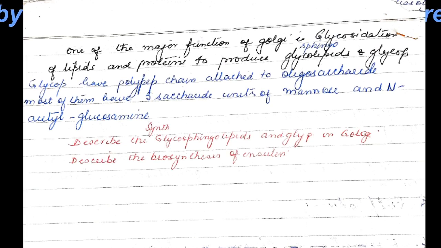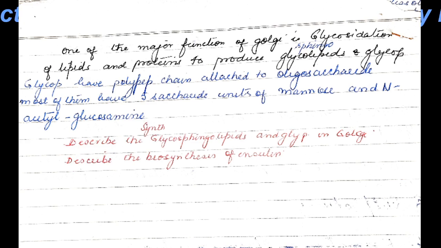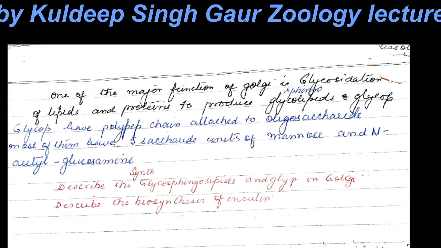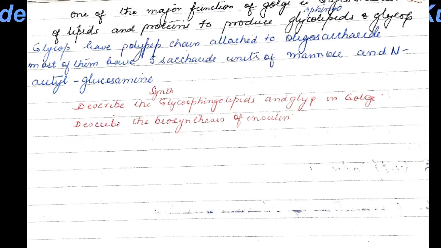One of the major functions associated with Golgi is glycosylation of lipids and proteins to produce glycolipids, and glycolipids have polypeptide chains which are attached to glycosaccharides. Most of them have 5 saccharide units of mannose and N-acetylglucosamine. So students, this is all in Golgi complex.